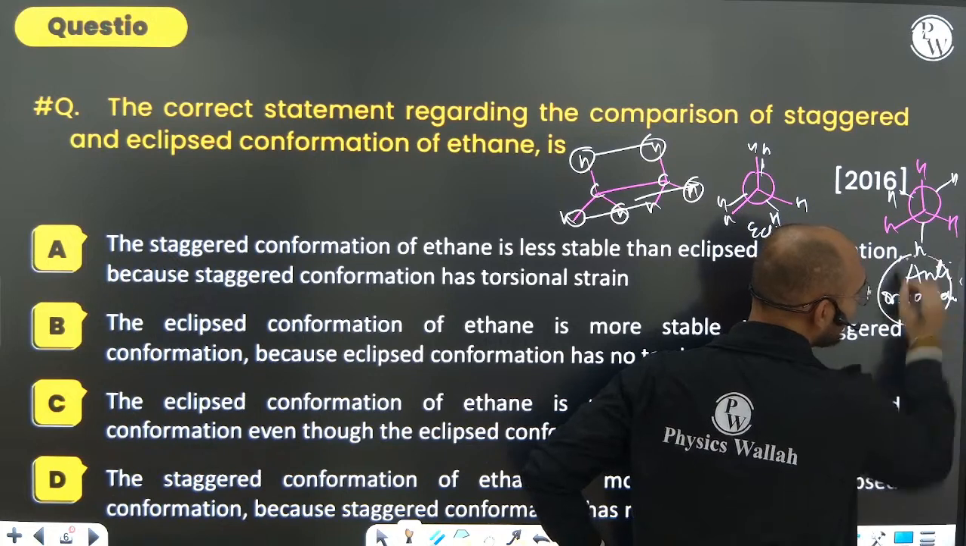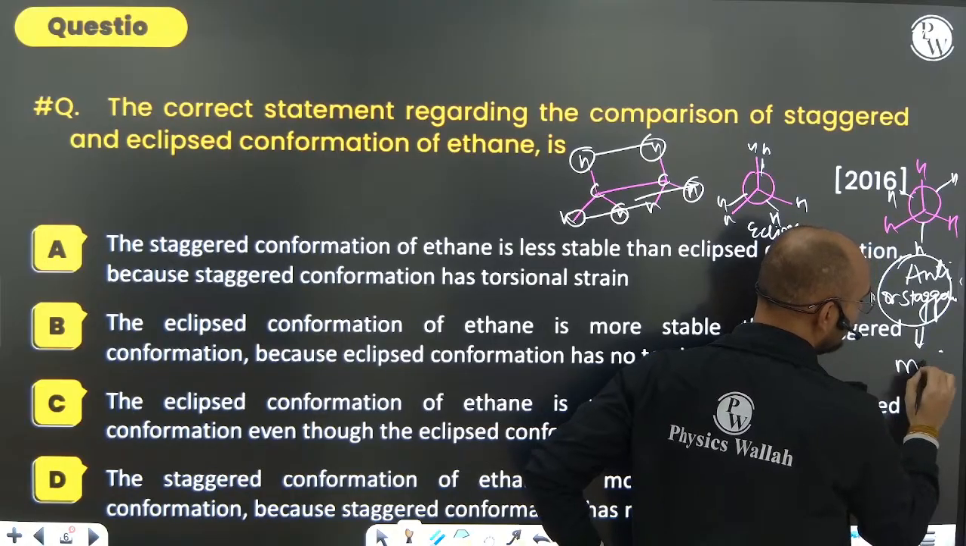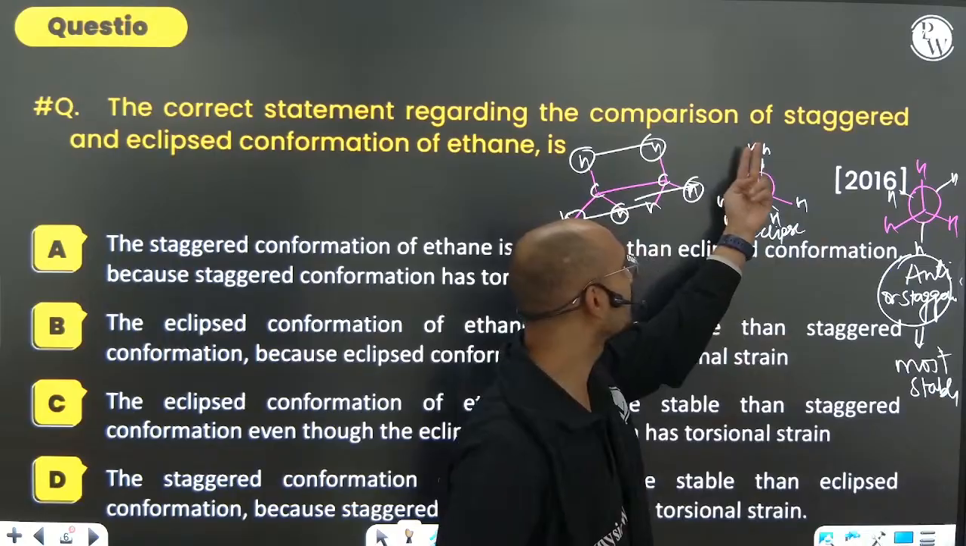So anti or staggered is always more stable, the most stable, you can say. While here we can see that both of them are closest to each other.